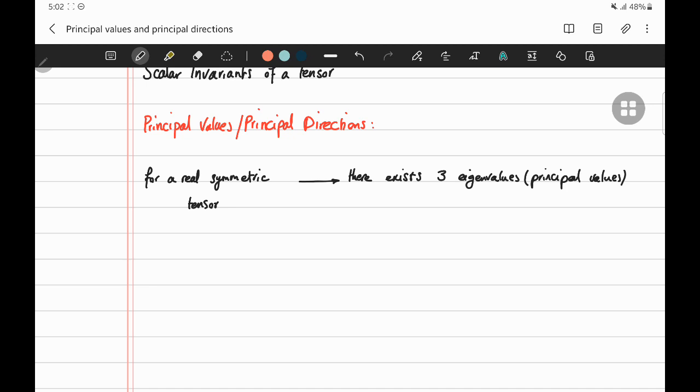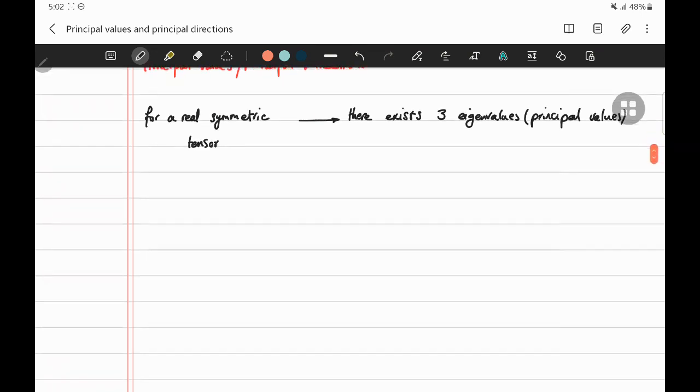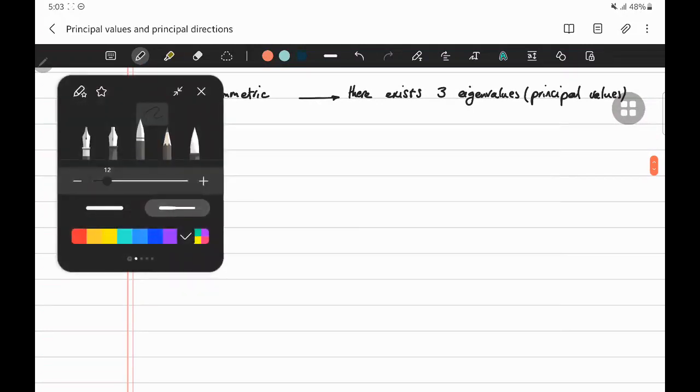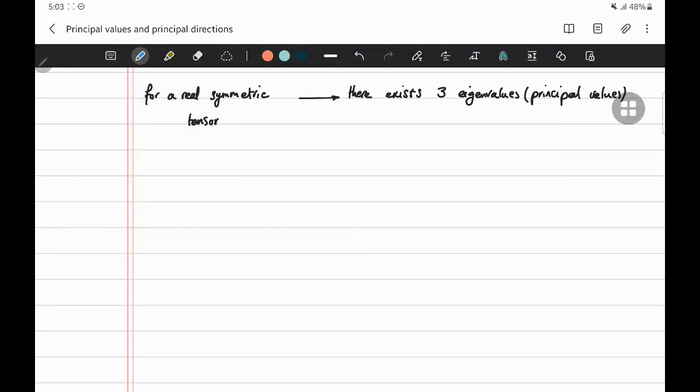We know that for each principal value, we have a corresponding eigenvector, or principal direction. Now we are going to go case by case and see how these principal values are correlated together, as well as their principal directions, or the eigenvectors. I use the terminology principal values and principal directions instead of eigenvalues and eigenvectors here. But before that, we want to prove something, and it is this statement here.